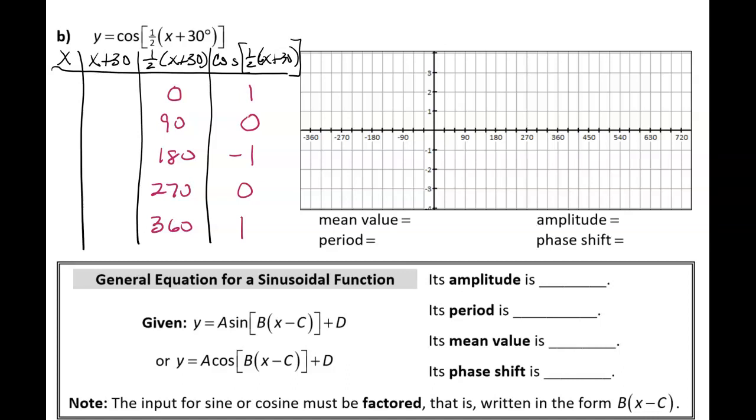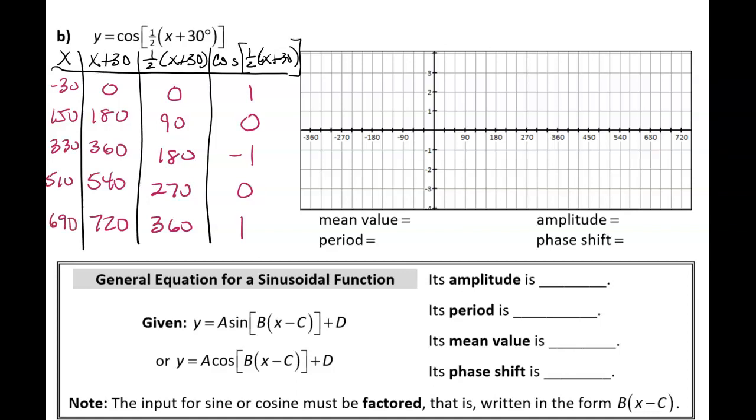Now to work our way leftward, we need to work backwards. Our leftmost column that we have filled in right now is 1/2 times x plus 30. To find x plus 30, we can just multiply that by 2. And finally, to get the last column, subtract 30 off. So that'll give us -30, 150, 330, 510, and 690.